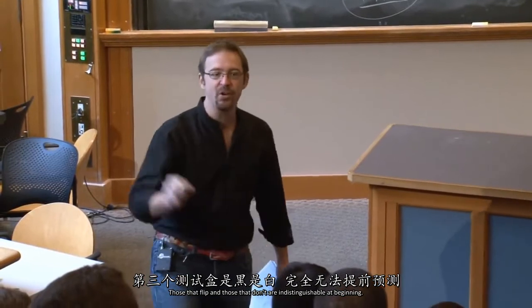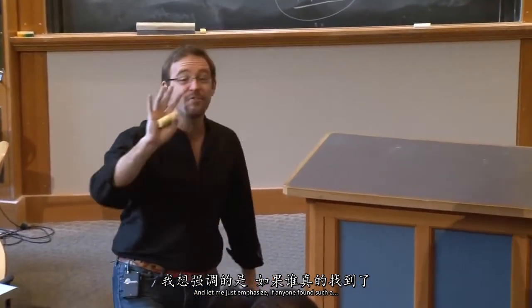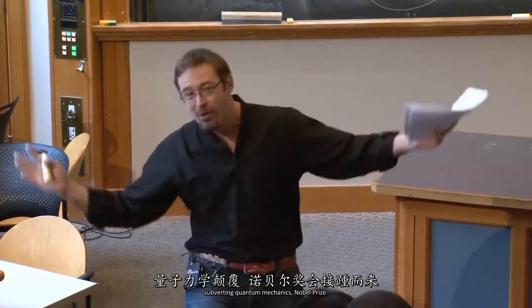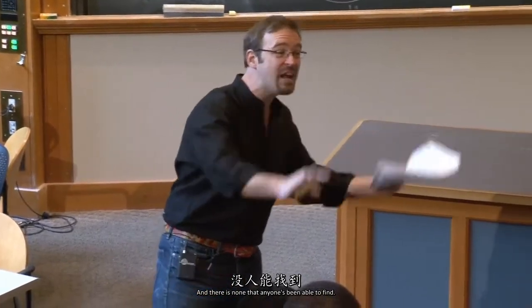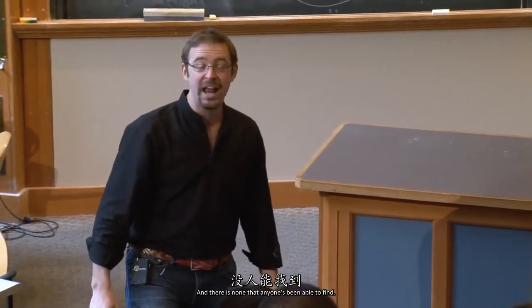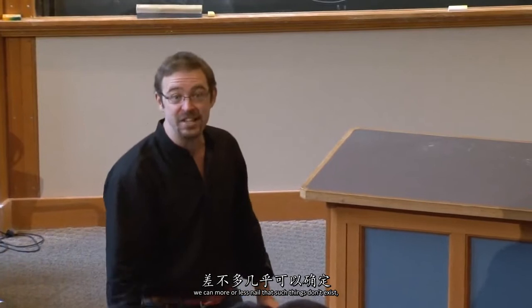Those that flip and those that don't are indistinguishable at the beginning. And let me just emphasize, if anyone found such a property, fame, notoriety, subverting quantum mechanics, Nobel Prize, people have looked, and there is none that anyone's been able to find. And as we'll see later on, using Bell's inequality, we can more or less nail that such a feature doesn't exist.